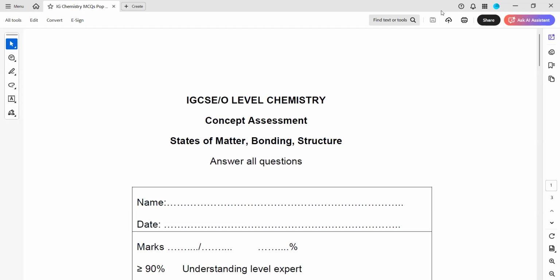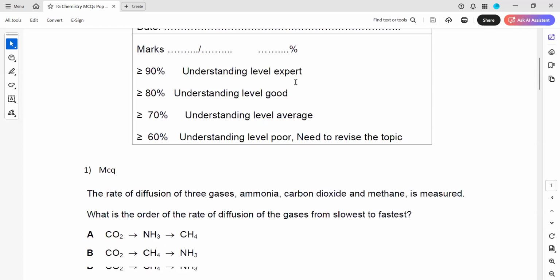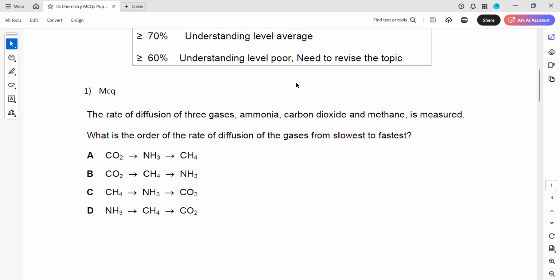So this was the last week pop quiz, the pop quiz 5, the MCQs pop quiz 5. If you have any doubt in question 1, you can let me know. Question number 1, any doubt about the comparison of the rate of diffusion? No. Sir, can you repeat it, please? Can you re-explain it, sir?